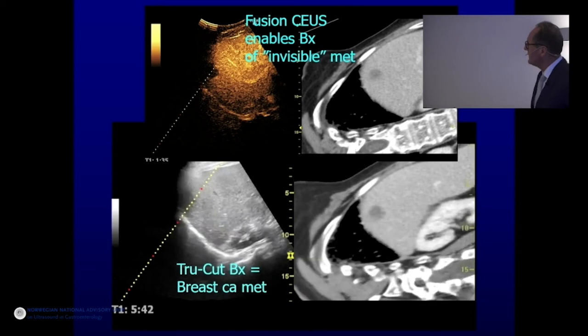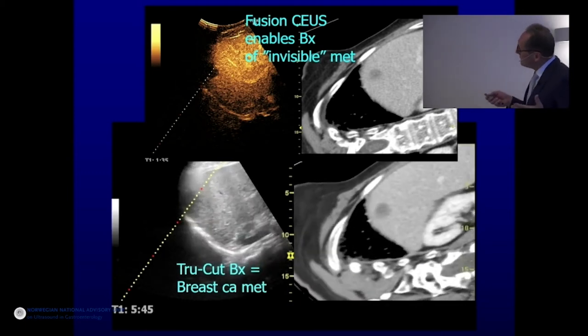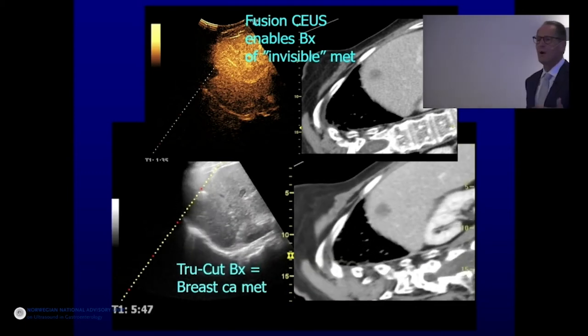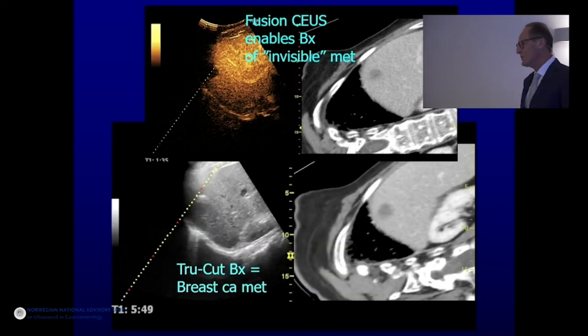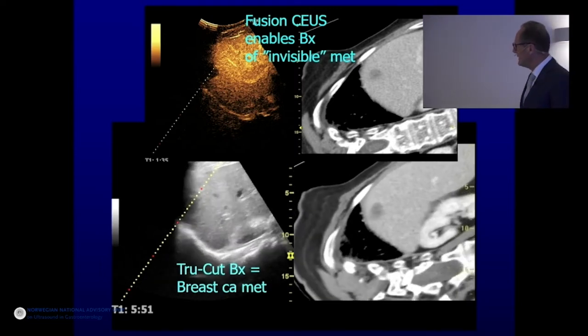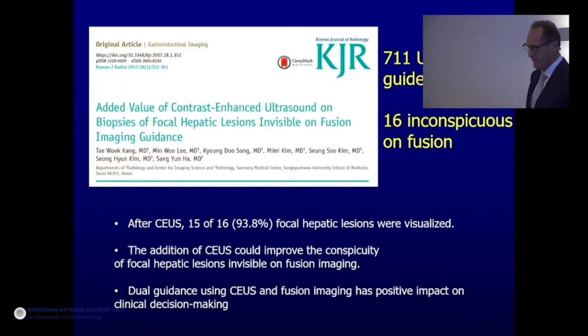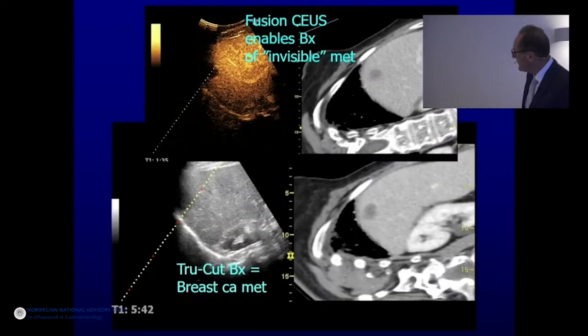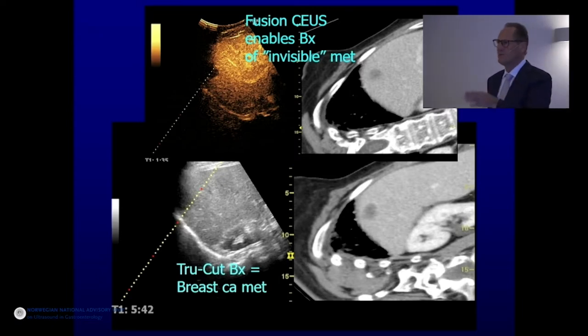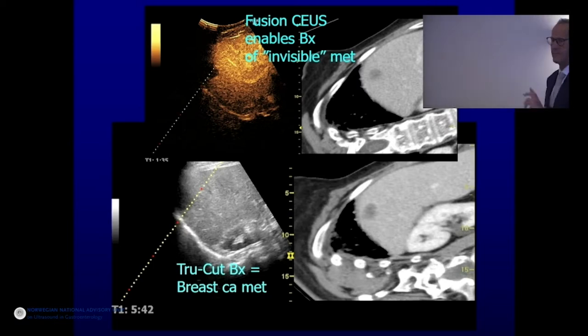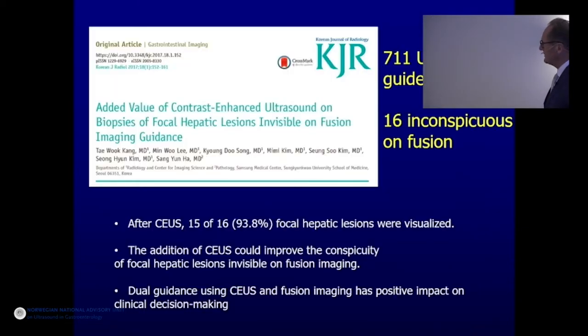Okay, so just to show that because we had fusion and CEUS, we were able to take a biopsy from something we would not have taken a biopsy from. And it came out that this was a metastasis from her breast cancer. And this is important because obviously she will receive different chemotherapy, whether it's from the colon cancer or from the breast cancer. So it's very important. And a biopsy would not have been taken if we hadn't had this.